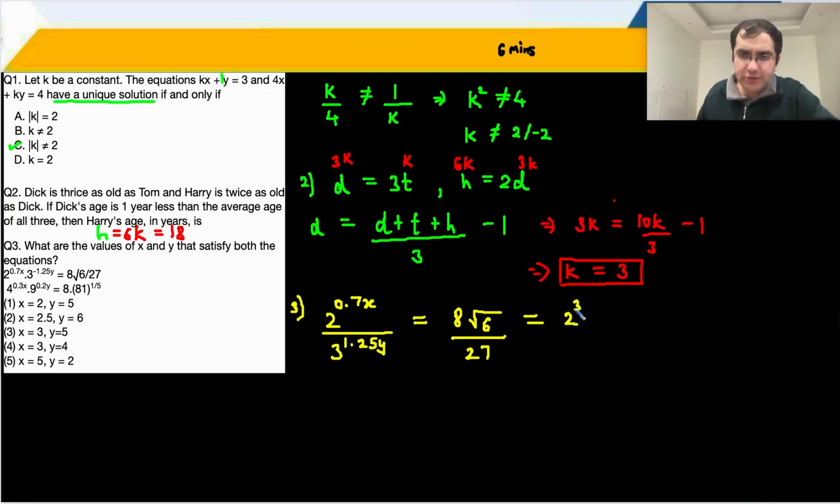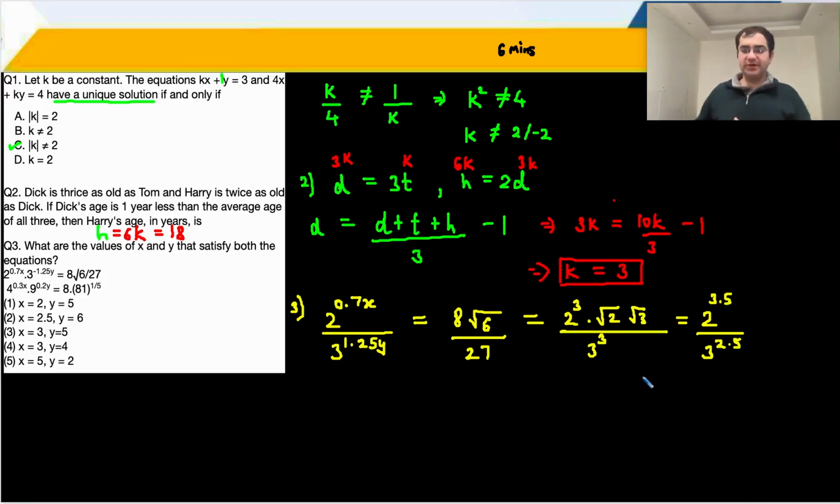So 8 is basically 2 cube. Root 6 is root 2 and root 3, divided by 27, which is 3 to the power 3. I'm just using the properties that we covered in exponents. So this becomes 2 to the power 3 and 2 to the power half, and you are multiplying them, so 3 plus 0.5 is 3.5. Divided by, you have 3 to the power 3 below and 3 to the power half above, so they are in division. So 3 minus 0.5 becomes 2.5.